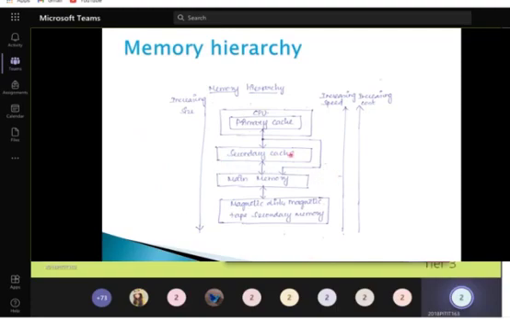And here secondary cache speed is more and cost is more when I'm comparing to main memory. Similarly, main memory speed is more and cost is more when I'm comparing to magnetic disk or magnetic tape or secondary memory. So when it is going from top to bottom, it is increasing the size. When it is going from bottom to top, it is increasing the speed and the cost. So this is the main memory hierarchy over here.